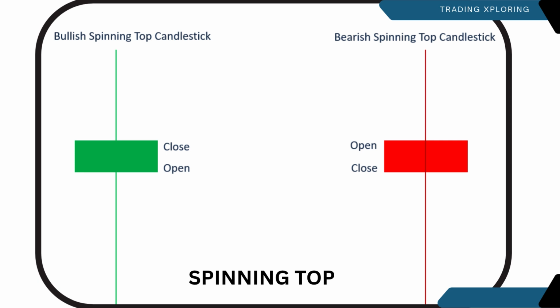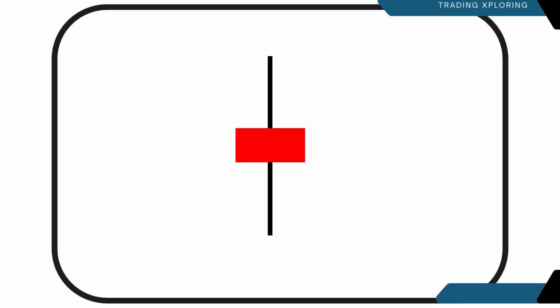Spinning top candlestick. The spinning top is a neutral candlestick pattern that shows market indecision. It can appear during uptrends, downtrends, or sideways markets, and it warns that the current trend might be losing strength. Bullish spinning top. The bullish spinning top is a neutral to bullish candlestick pattern that shows indecision in the market, but with a slight bias toward buyers.